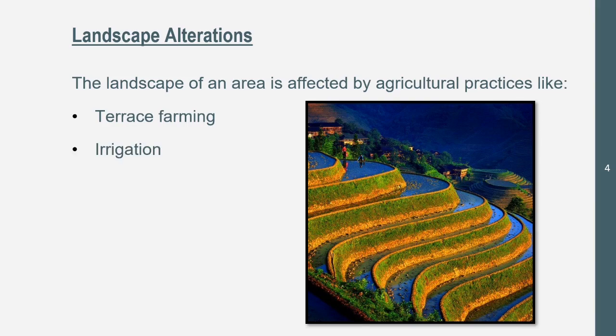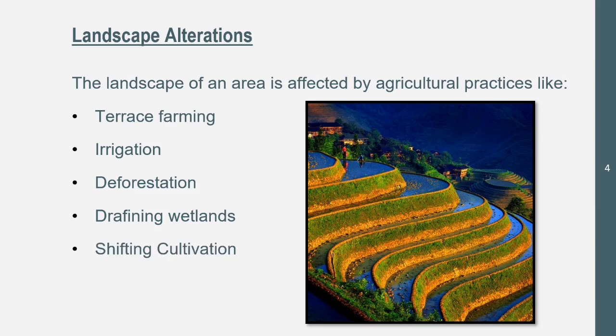Irrigation can cause the landscape in an area to be affected, so it could cause more water in an area, less water in an area as well. Deforestation, the landscape of an area could have less trees in it because of deforestation. Draining wetlands, so no more wetlands, as well.